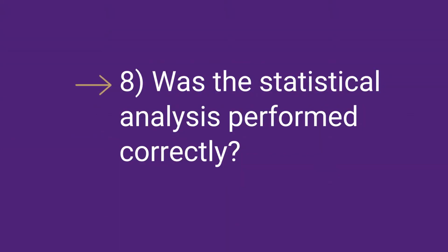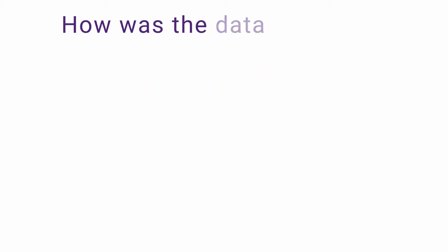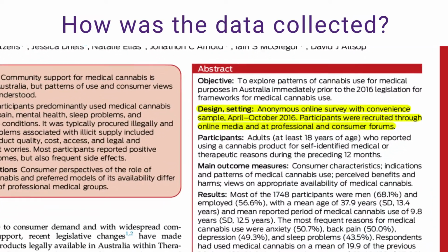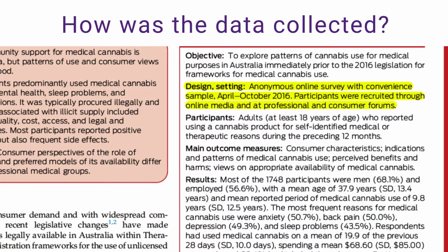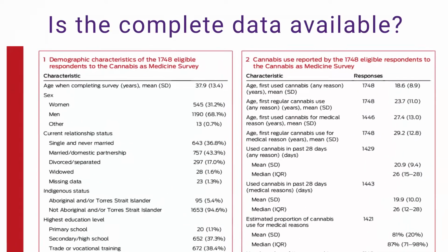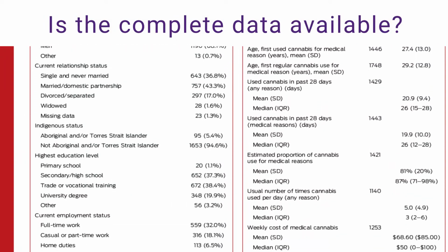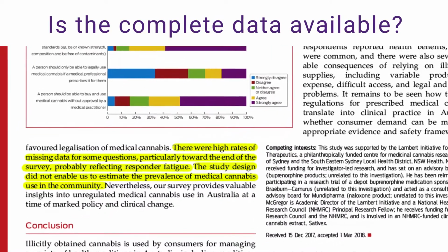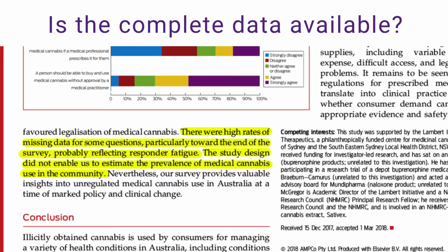Was the statistical analysis performed correctly? This information is generally found in the Methods and Results section of an article. How was the data collected? The collection methods used for the study should be clearly stated. Consider if the method was appropriate for the study design. Is the complete data available? This enables the reader to check the statistical accuracy of the article, check if any data is missing, and that any omissions have been identified.